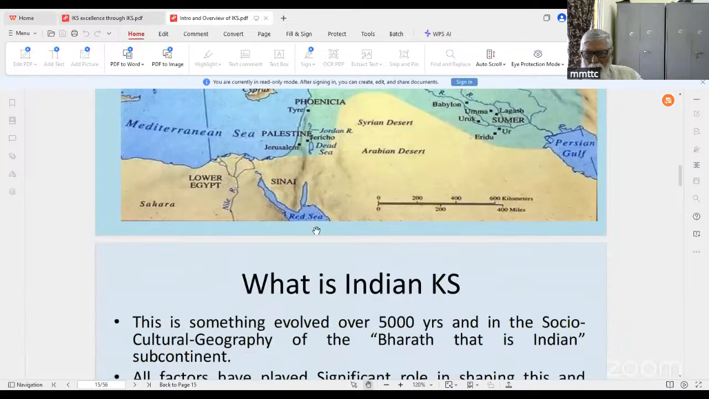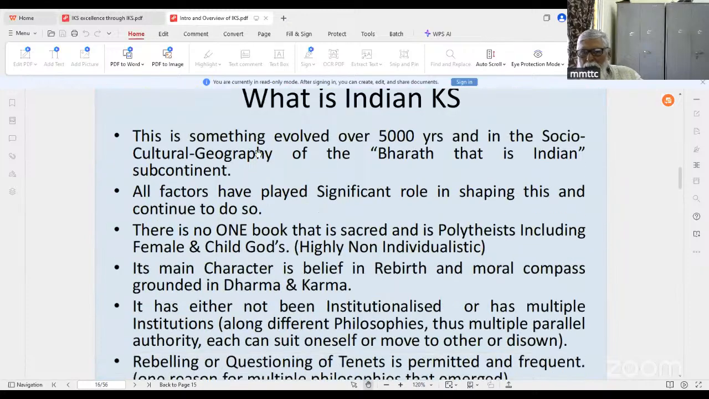Whereas what is the Indian knowledge system? This is something evolved over 5,000 years. So in terms of time, the Indian knowledge system is the oldest knowledge system now surviving. And in the socio-cultural geography of what is called Bharat, that is the Indian subcontinent, all factors are played. There is no one book. There are multiple books, and they are polytheists, which includes both female and child god. So highly non-individualistic. You can never ask who is the originator of this. Whereas in the other knowledge systems, you can say who started this. You have an individual for that.